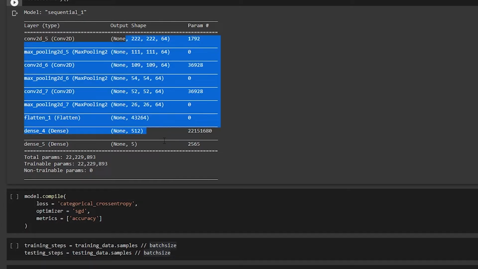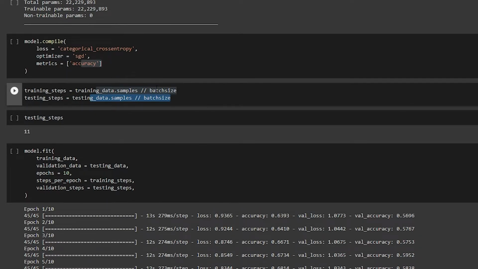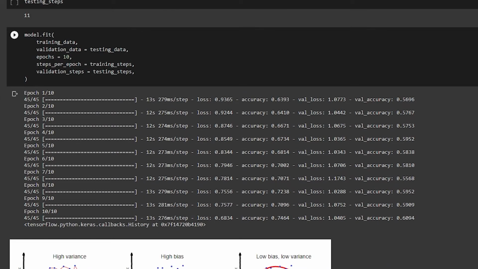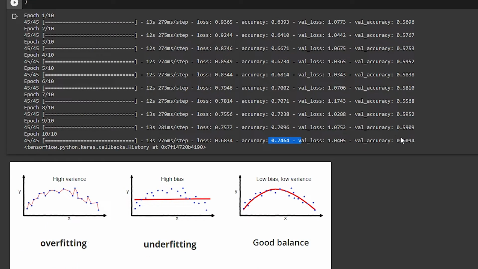And these are the parameters; I have also taught you in the earlier tutorials how to calculate them manually. Then I am compiling it with categorical cross entropy loss, stochastic gradient descent as my optimizer, and accuracy as the metric. After that I am setting the training and testing steps. Then I am fitting my model for 10 epochs. I get this accuracy. Now this was the problem that we faced, where my training accuracy was high and testing accuracy was lower.